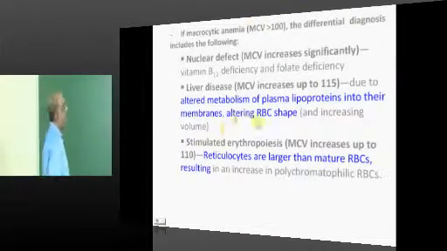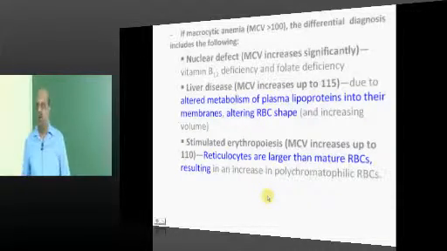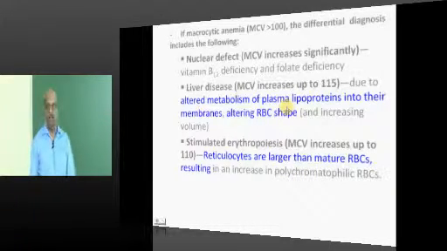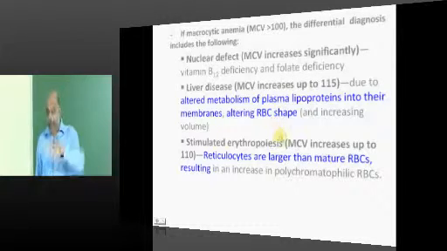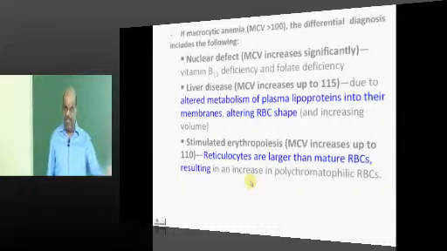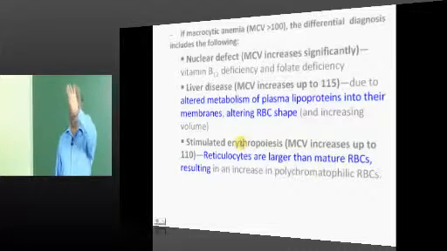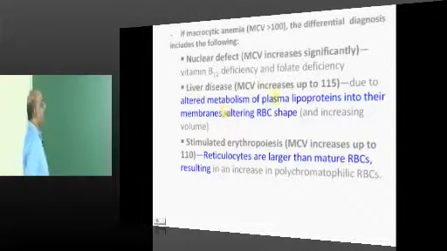Now in liver disease, what happens? Why is there a macrocytosis? Liver is very important for the formation of the lipoproteins. Lipoproteins are very important for the formation of the lipid component of the RBC membrane. If the liver is diseased, lipoprotein formation is affected, that will affect the RBC membrane formation, and that leads to development of macrocytosis, is what you need to fundamentally understand.